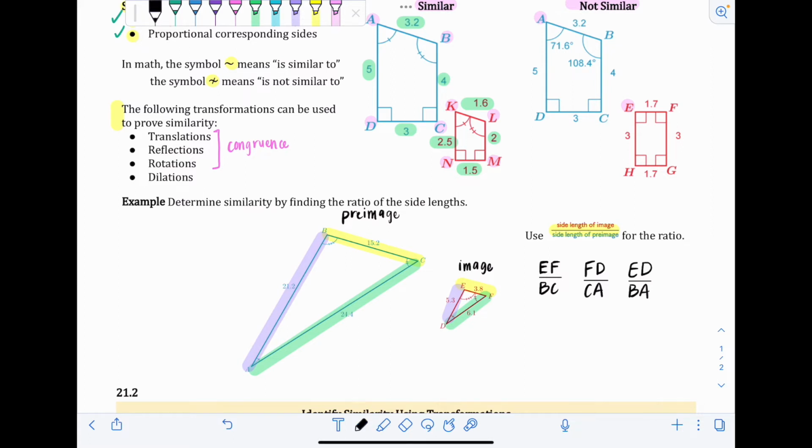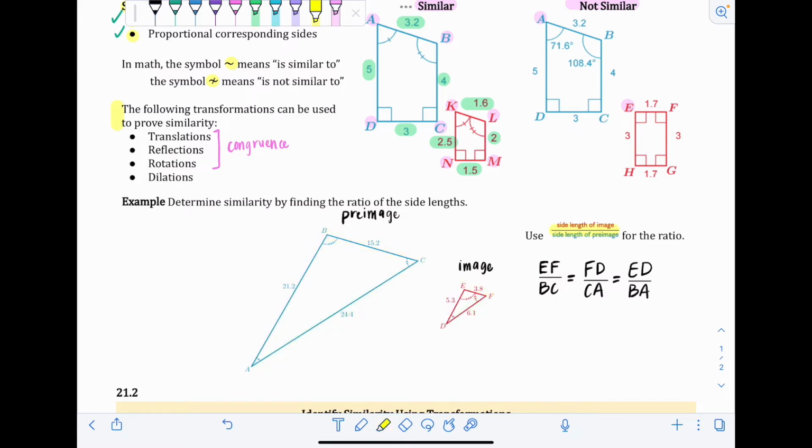And then in order for these two triangles to be similar, the ratio between all of their side lengths must be equal. So all of these values should be equal to each other once we actually put in the side lengths. If one is not equal, they're no longer similar.